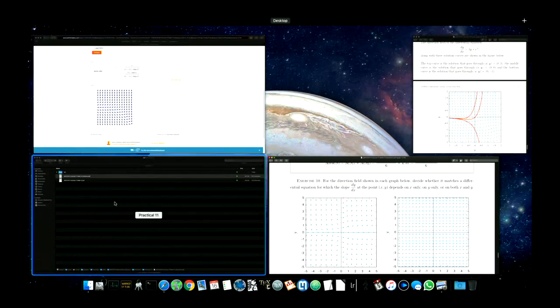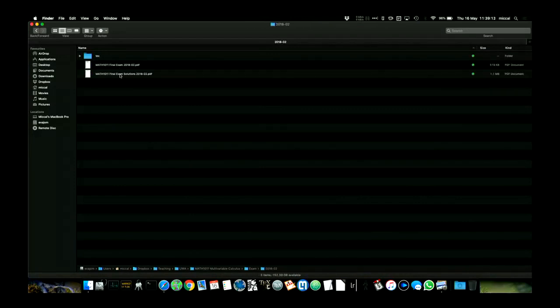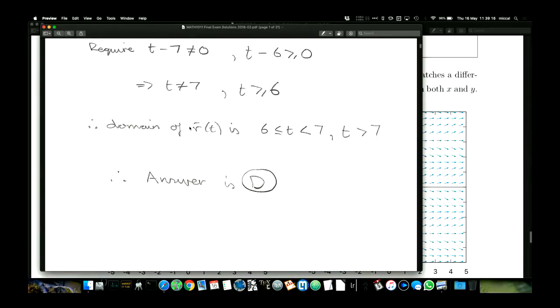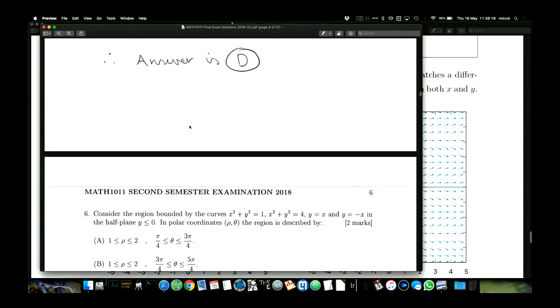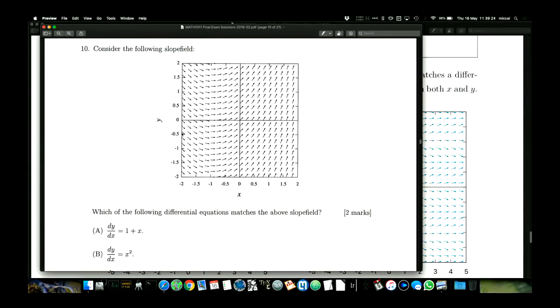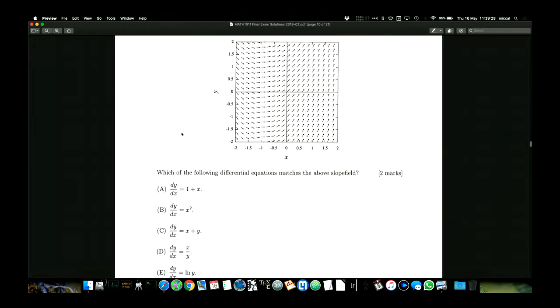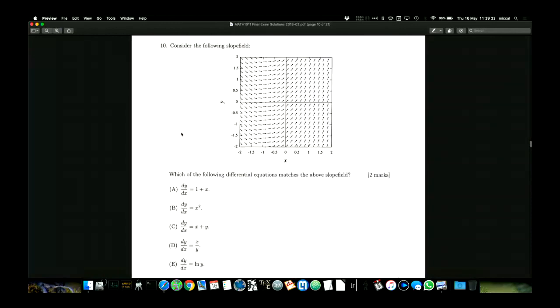I'm going to upload the final exam from last semester next week anyway to talk about in the last lecture, just making sure I am opening the right one. I have done that before. All right? You're getting this next week anyway, but here's a question from the exam from last semester, one of the multiple choice questions. I said, consider the following slope field. Which of the following differential equations is this slope field for? 1 plus x, x squared, x plus y, x on y, or log of y.